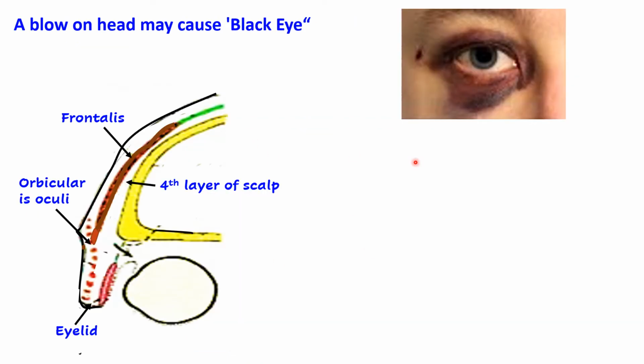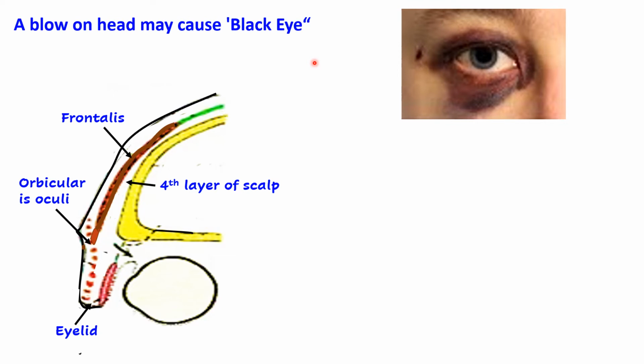There is another phenomenon, that is the black eye phenomenon, right? Obviously there will be a black eye if somebody punches you in the eye itself. There will be hematoma formed over the eyelids, right? But in case there is a blow on the head, not on the eye, then also after a few hours it is seen that there is black discoloration over the eyelid and accumulation of blood here. The hematoma is there, and this is known as black eye. So a blow on the head can also cause black eye.